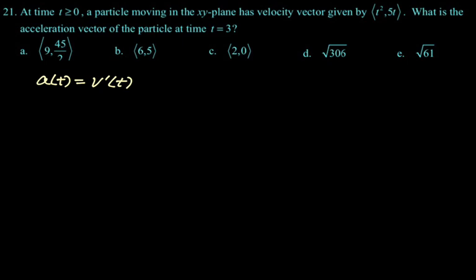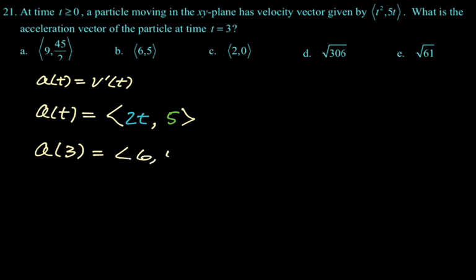So make sure on free response, you're writing a of t equals v prime, and then just do the work, right? So then v prime, because of the way this is given, I'm not going to break it down more. I'm just going to say the derivative of t squared is 2t. The derivative of 5t is 5. And so that's our acceleration vector. But the question is, what do we get at 3? So we're just going to get 6, 5. And we get b.